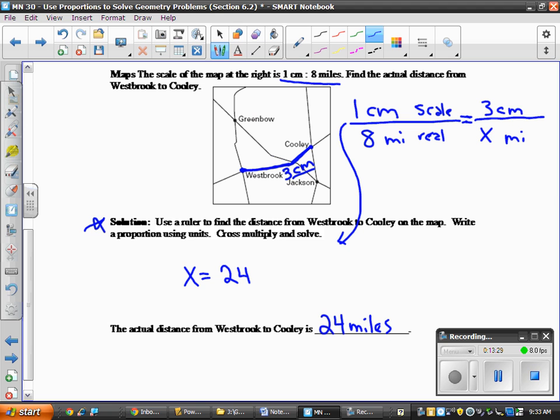And I've got to tell you folks, proportions I use all the time, whether it's at home, at school, everywhere. And the key is to make sure you use your units, because if you don't use units, it makes it very, very difficult to know if you're setting up your proportion correctly.